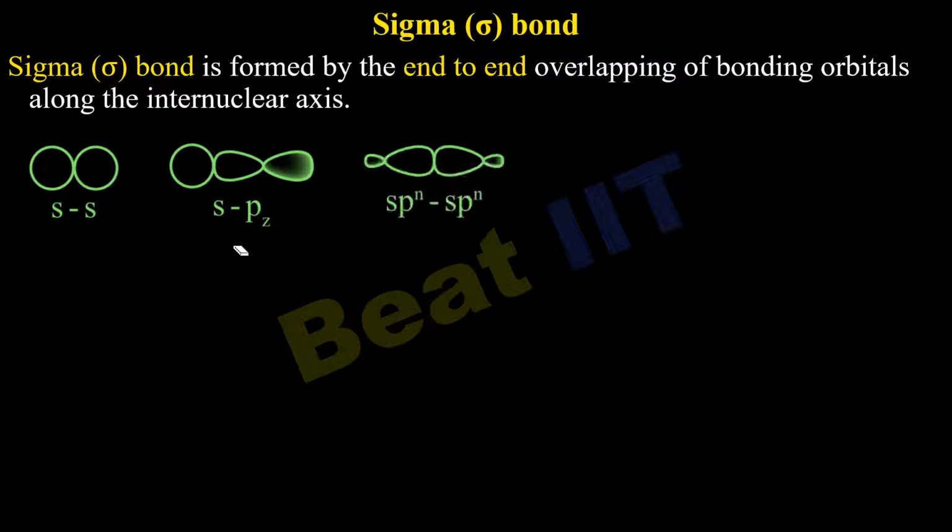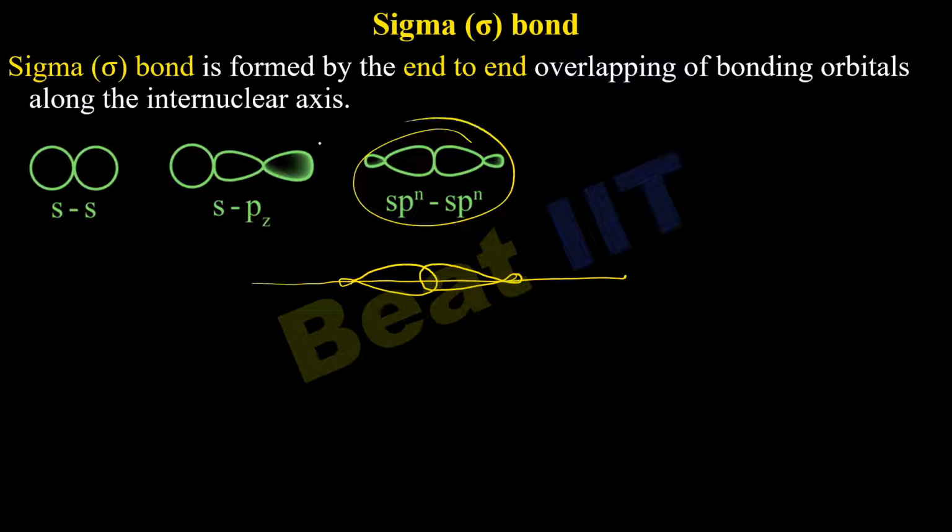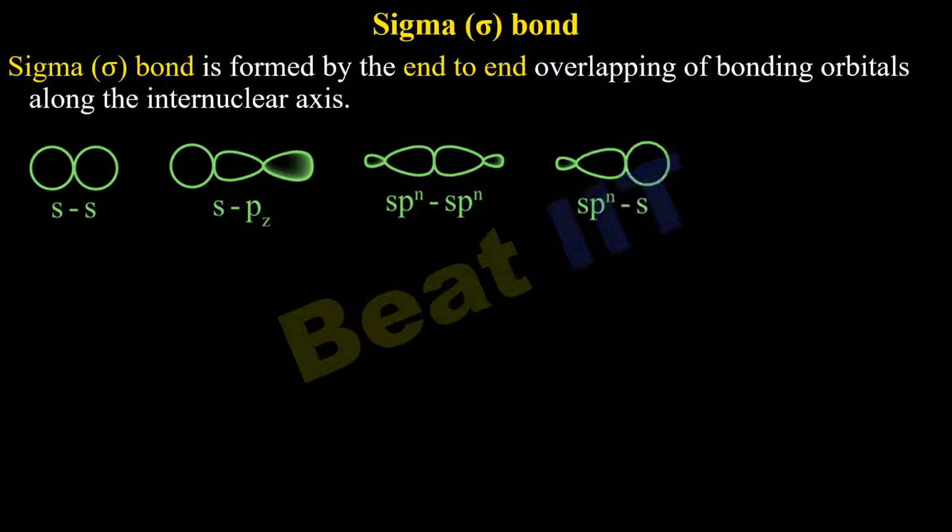Another possibility, two hybrids are there. In hybridization, we know that if two hybrids are formed and they overlap along the internuclear axis, horizontal axis, z-axis, in this case also we will get sigma bond. Another possibility, one is s orbital, another one is hybrid, but both are along the internuclear axis, that is z-axis.